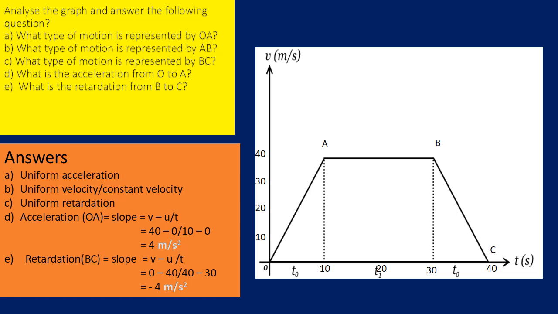So the graph is OA. So the slope will be the corresponding y values divided by the corresponding x values. That is 40 minus 0 divided by 10 minus 0. So the acceleration will be 4 meter per second square. So it is having an increase in its velocity which is equal in equal intervals of time. So the object is under uniform acceleration in the part OA. Is it clear, children?